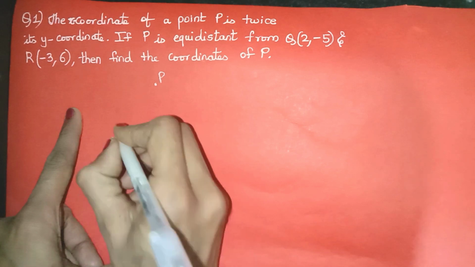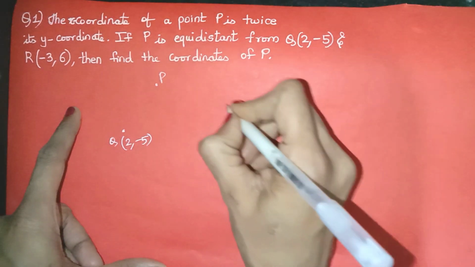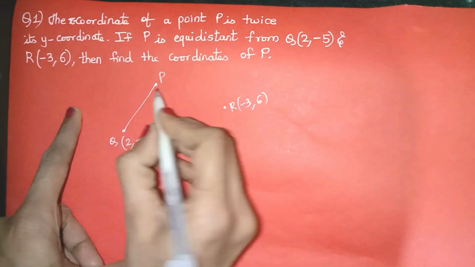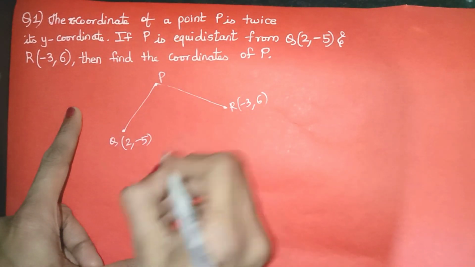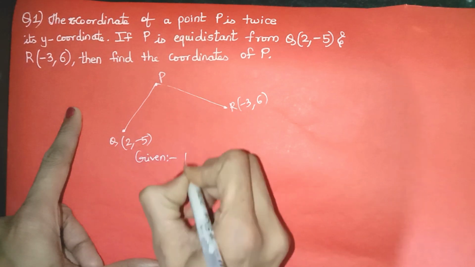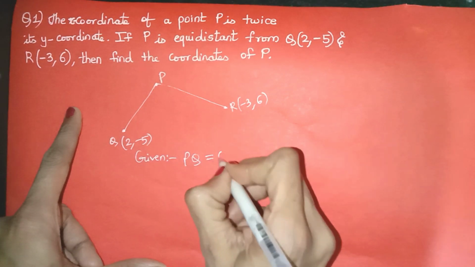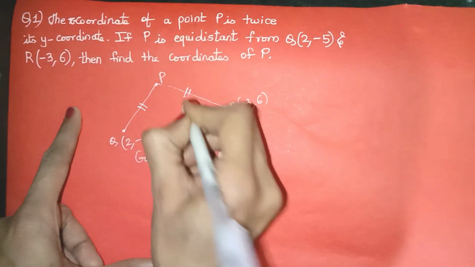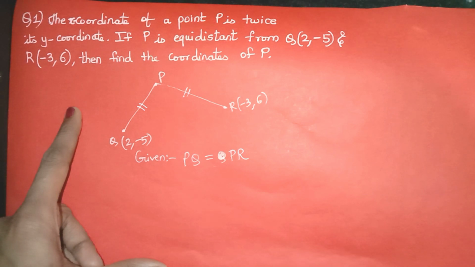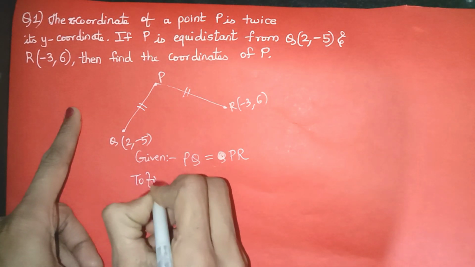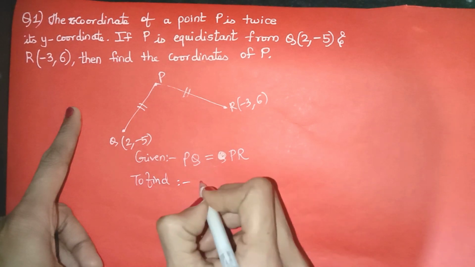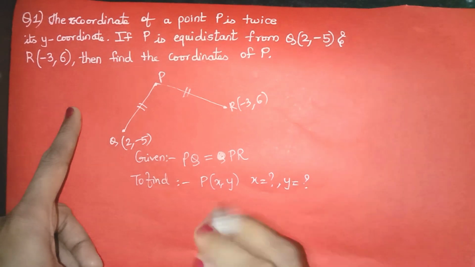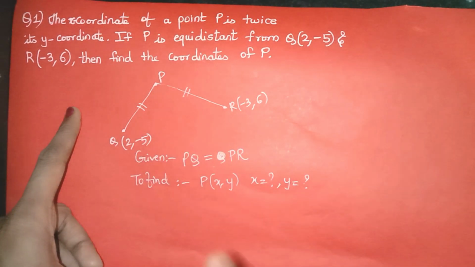Let me mark my point Q. They have given the coordinates of Q, and there is another point R. Now it is equidistant, that means this distance is the same. What is given to us? It is given that PQ is equal to not QR, it's PR, right? PQ is equal to PR, that is given to us, and we have to find the coordinates of P, that is, I have to find what is x and y. So let's take x and y as the coordinates of P.